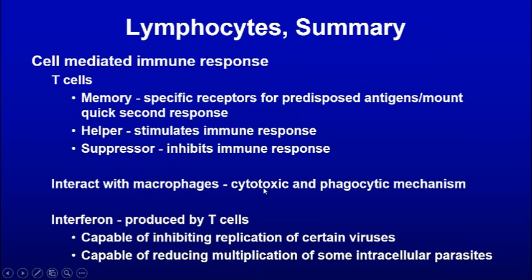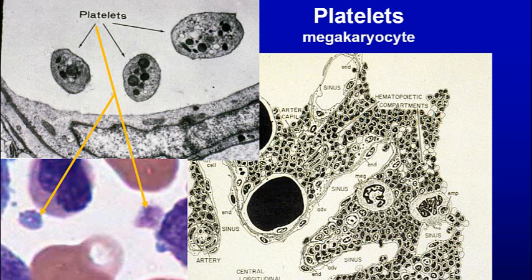They interact with the macrophages, cytotoxic phagocytizing mechanisms, and they produce interferons that are produced by T lymphocytes, capable of inhibiting replication of certain viruses and capable of reducing the multiplication of parasites.